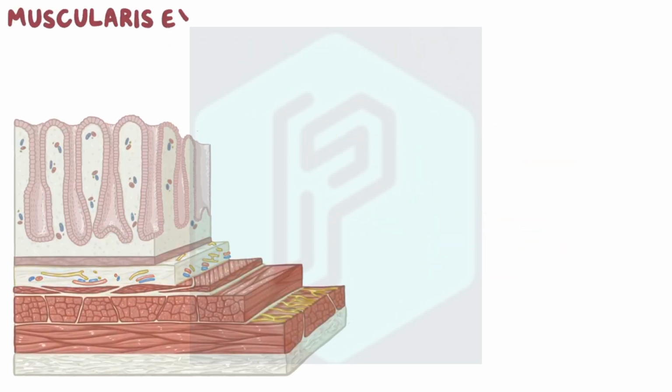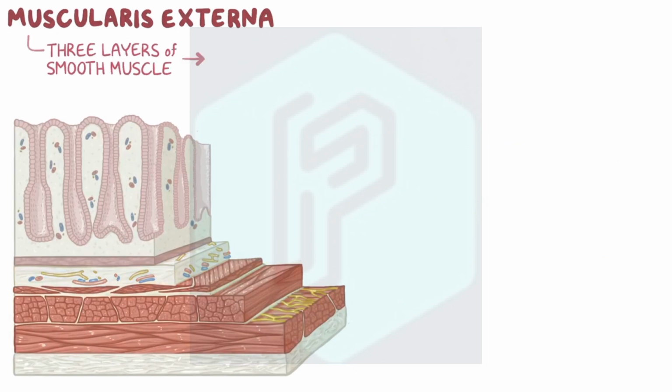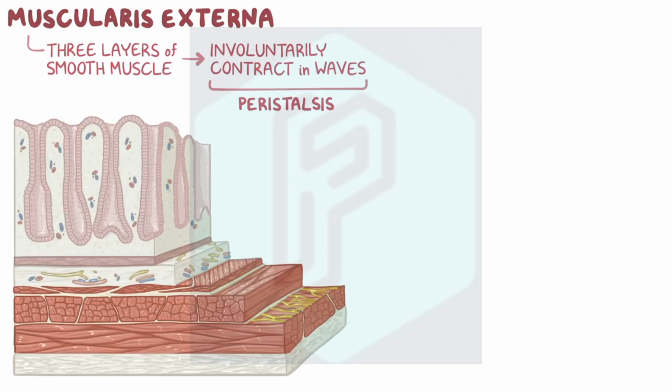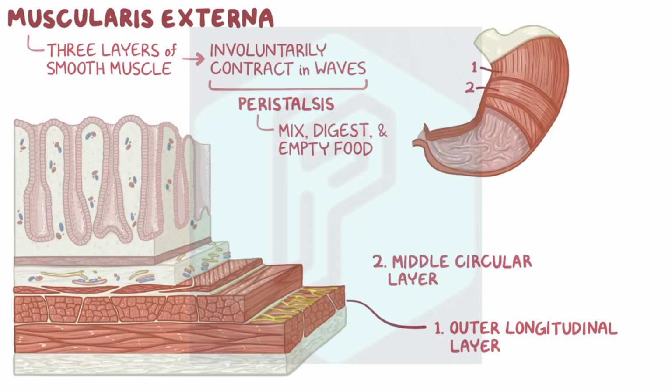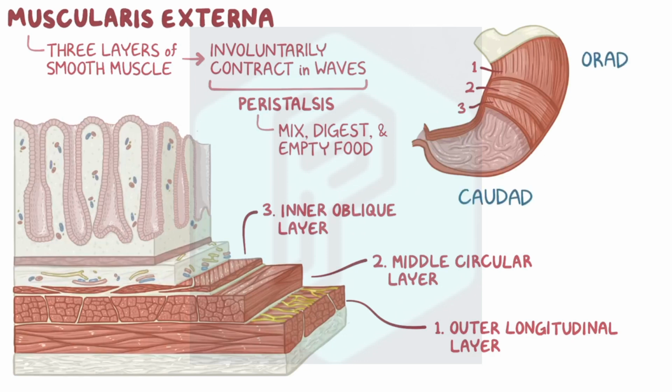Next, there's the muscularis externa layer of the stomach, which contains 3 layers of smooth muscle that involuntarily contract in waves called peristalsis. These waves of peristalsis help the stomach mix, digest, and empty the food that it's received. The 3 muscular layers include an outer longitudinal layer, a middle circular layer, and inner oblique layer, which is unique to the stomach. This extra layer of inner oblique muscles provides more forceful contraction in the stomach.